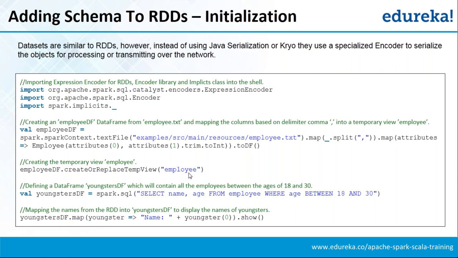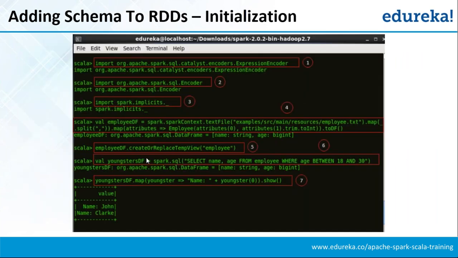So now we are creating a temporary table which will be exactly similar to my data frame. Now you can directly execute all the queries on your temporary view or temporary table. You can notice here that instead of using employee DF, which was our data frame, I'm using the temporary view. Then in the end we are just mapping the names and outputting the values. That's it. This is just the execution part, so we are showing all the steps here, and in the end you can see we are outputting all these values.